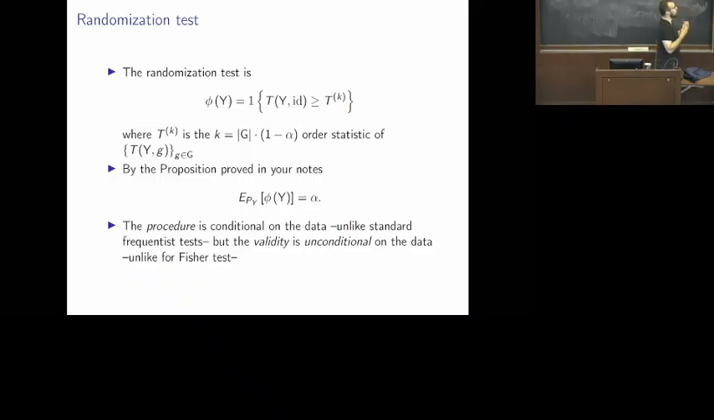alpha of the time. So as we were discussing yesterday, the procedure is conditional, unlike for a classical t-test, but the validity is unconditional. And that's unlike for the Fisher test. The Fisher test, the validity is very much conditional on the Y's, the pairs of potential outcomes.